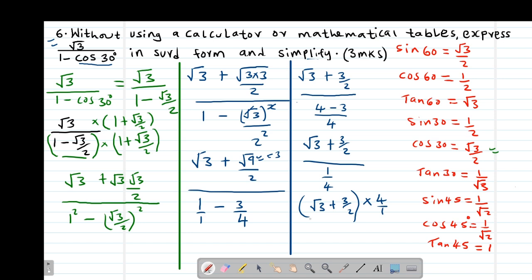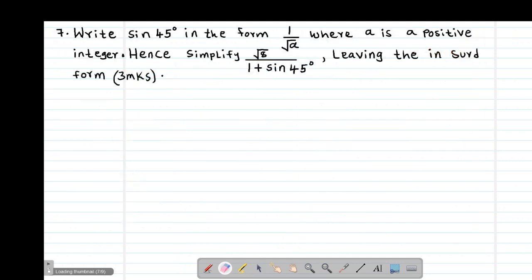So if I open the bracket, I'm going to have 4 root 3, then plus, of course 2 and 2 will go into 4 2 times, 2 times 3, you are going to get positive 6. So we are told to express in surd form and simplify. So this is the simplified equation. Then this is the equation that is expressed in surd form. Then we can move to our example 7.